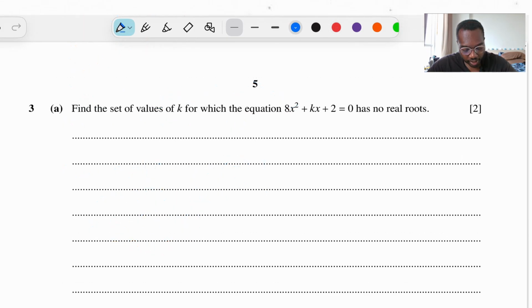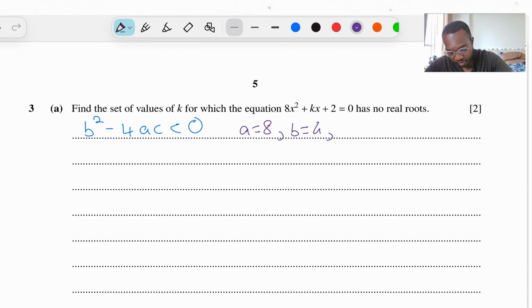you will get 3,825. 3a, find the set of values of k for which the equation ax squared plus kx plus 2 has no real roots. So what that means, if something has no real roots, then the discriminant b squared minus 4ac must be less than 0. So in our case, we have that a is equal to 8, b is equal to k, and c is equal to 2.